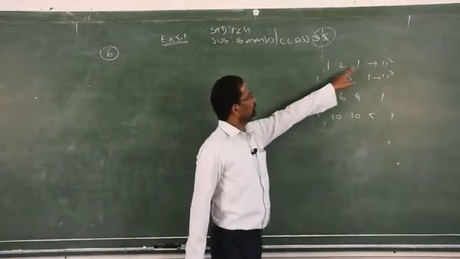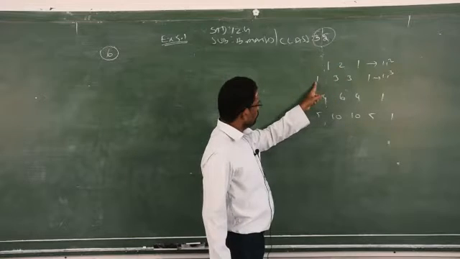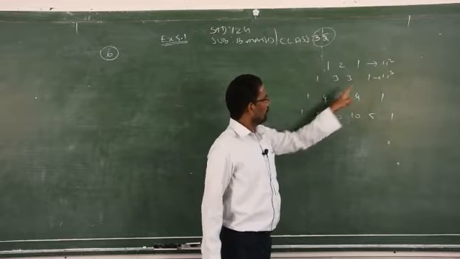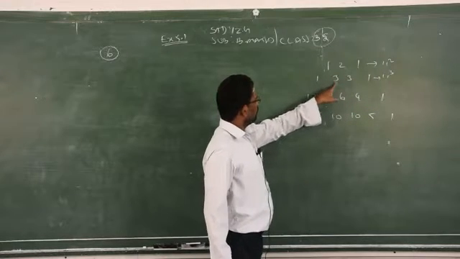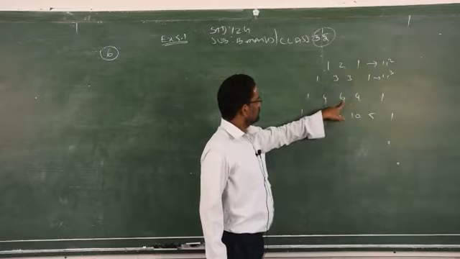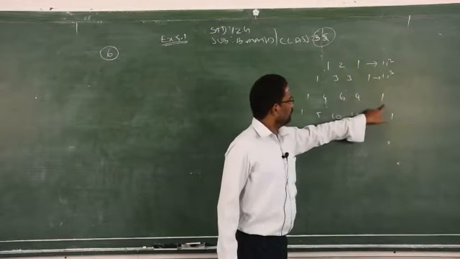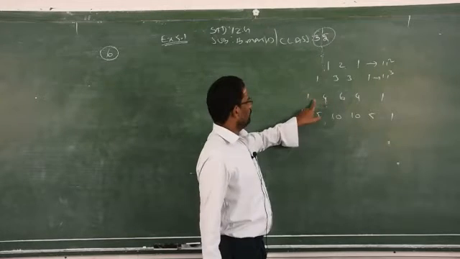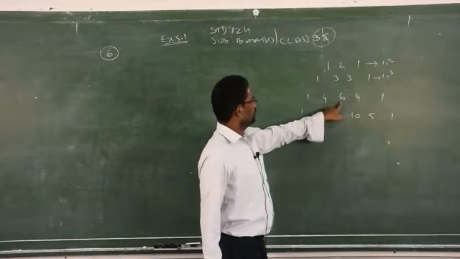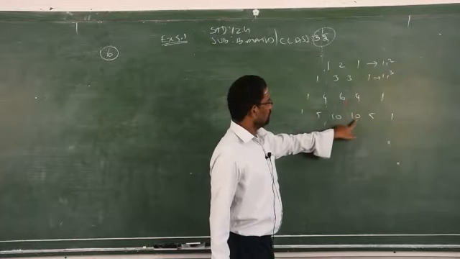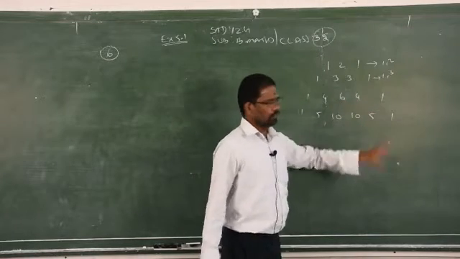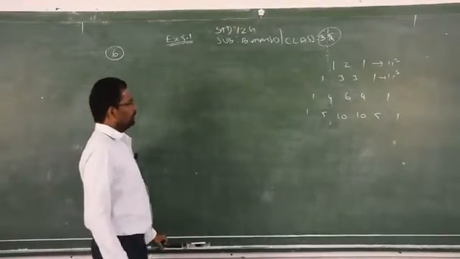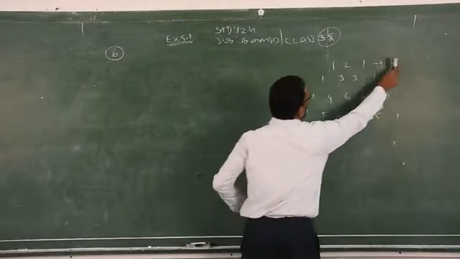Starting from 1 to 1, start with 1, add 1 plus 2, 3, 2 plus 1, 3, end with 1. Again start with 1, add 1 plus 3, 4, 3 plus 3, 6, 3 plus 1, 4, end with 1. Again start from 1, always start from 1, then add 1 plus 4, 5, 4 plus 6, 10, 6 plus 4, 10, 4 plus 1, 5, then end with 1. That's all. You should memorize up to this stage, that's enough. No need to go any further.